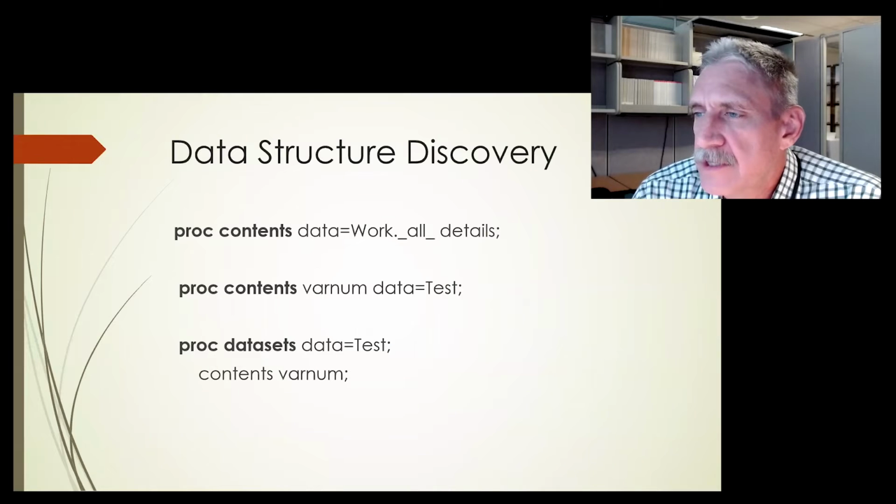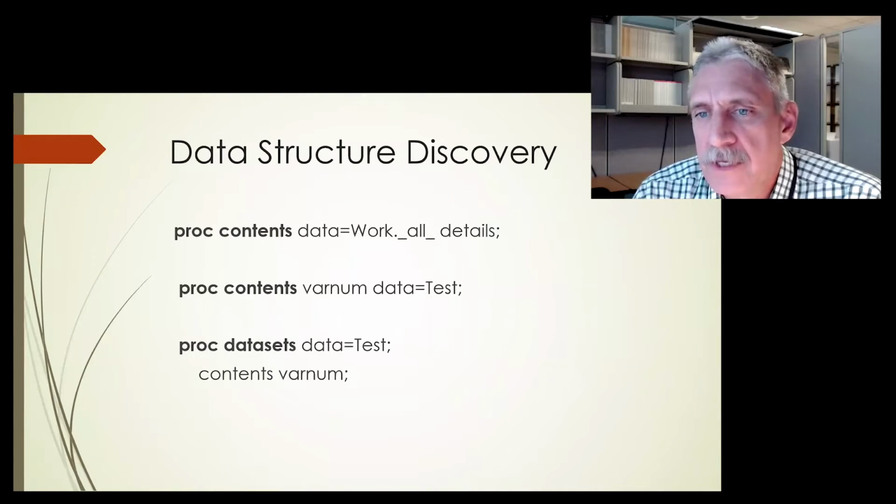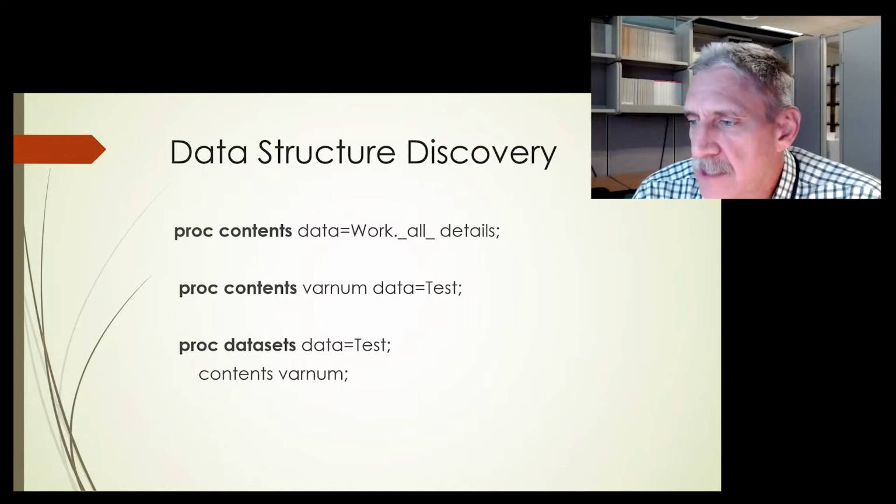A good way to get the data structure is just do a proc contents. By doing that, you get a list of every field that is in the table and every table that's in the database. If you do the varnum option, that will give you the list of variables in order of the database rather than alphabetical, which is the default. You could use proc contents or proc datasets for this. The only difference is the library reference that is the default. So they give you the same thing.